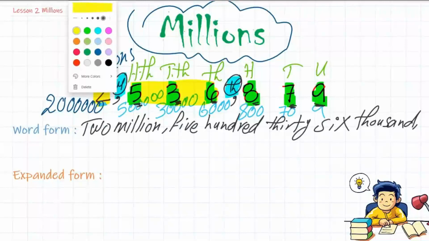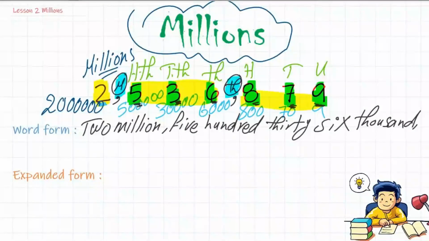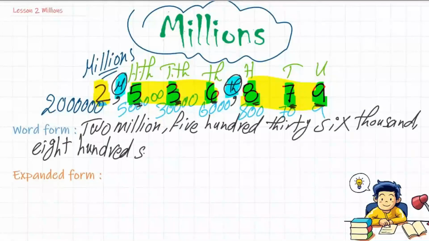وبعد كده let's read the rest of the number here. The 3 digits together, 879.